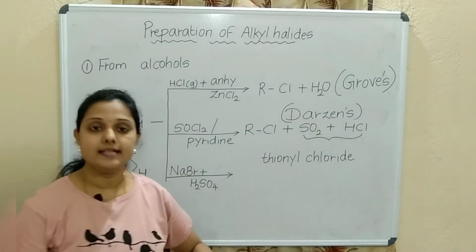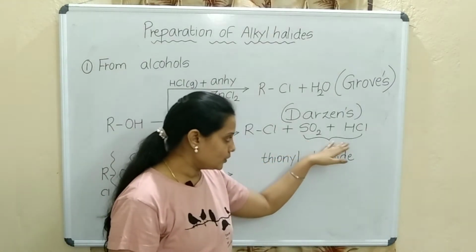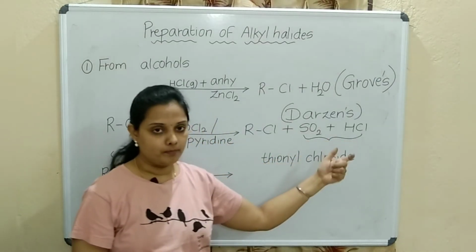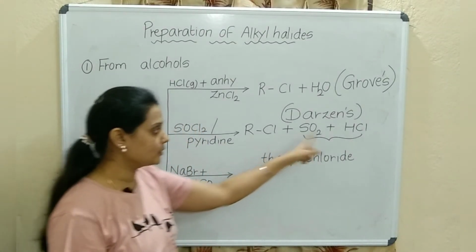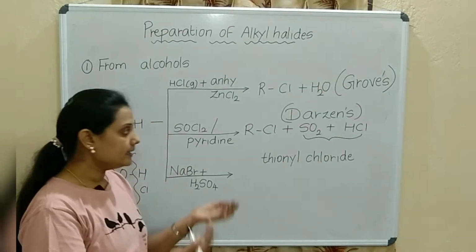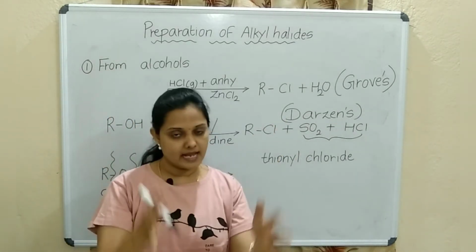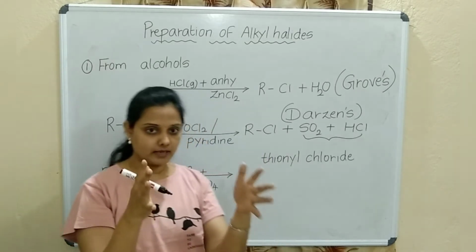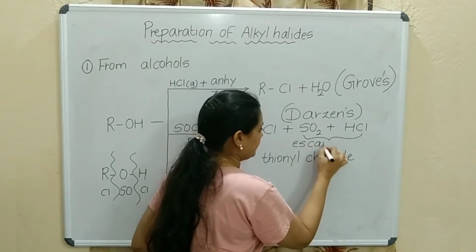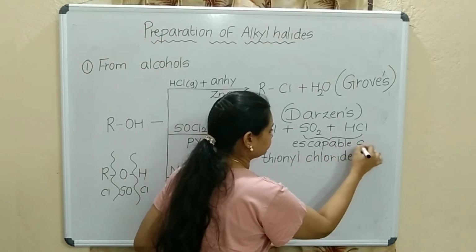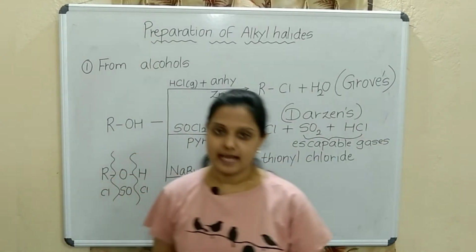Darzon's process. And these two are formed in the gas form. It is an acid, but it is produced in the vapors. SO2 and HCl are produced, and they will escape from the reaction mixture, from the container. So they are called escapable gases.